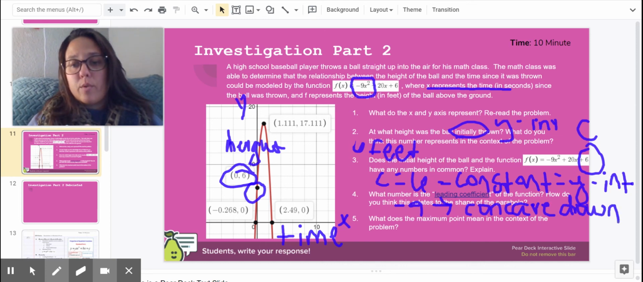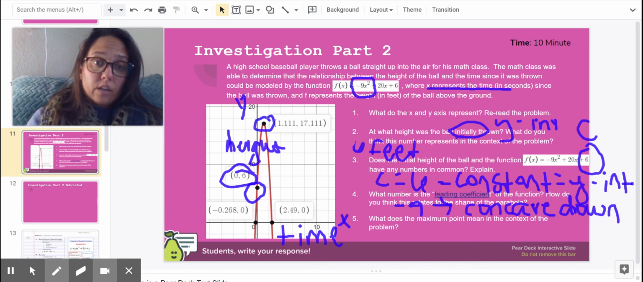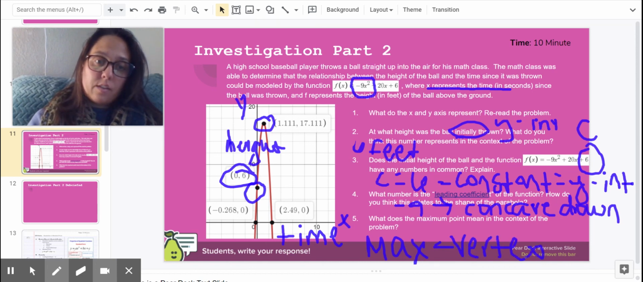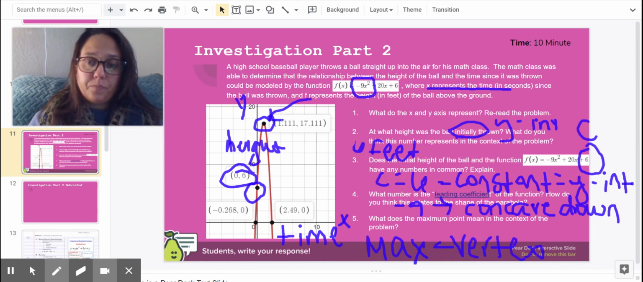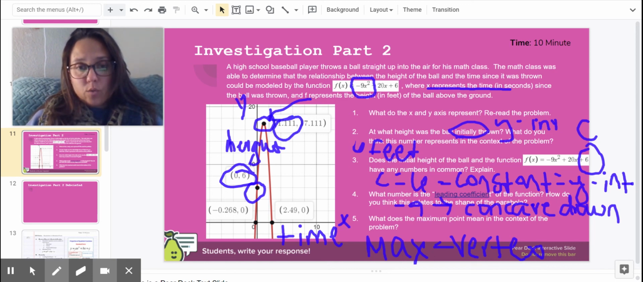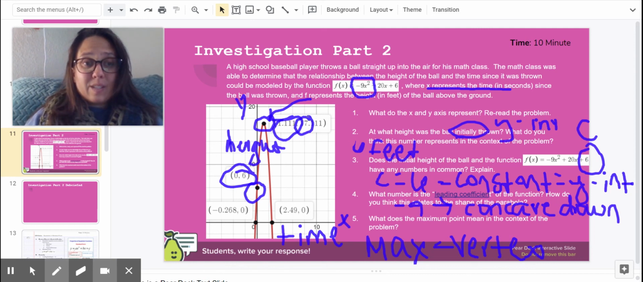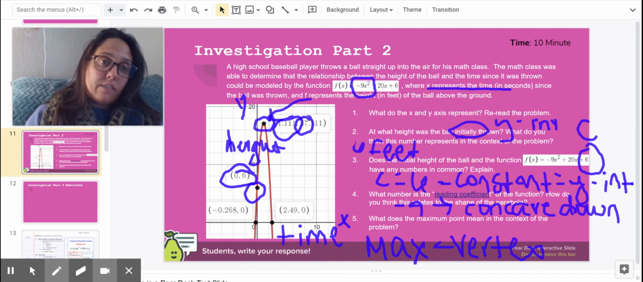What does the maximum point mean in the context of the problem? Well, we know the maximum or the vertex, right? Those are both the same thing. Maximum is the same as vertex. Represents the ball at its highest point. So that's at 1.111. So after about 1 second, the ball reaches its maximum height of about 17 feet.